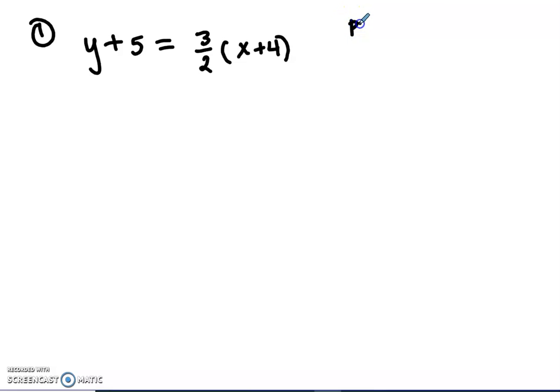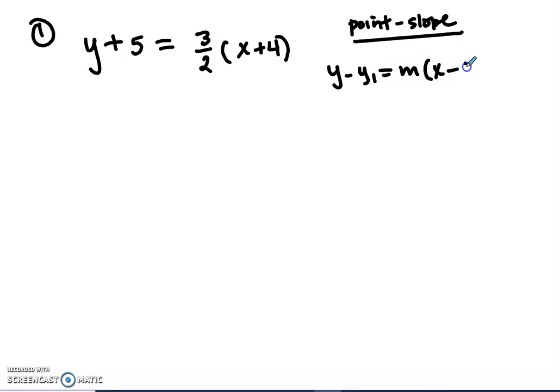This is the point slope form of a line, which we all remember is y minus y1 is equal to m times x minus x1. So what we want to look at is how we can map our equation to the form. So this is going to be y1, and this is going to be x1, and this is our slope.